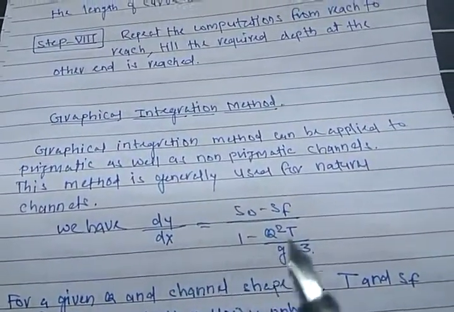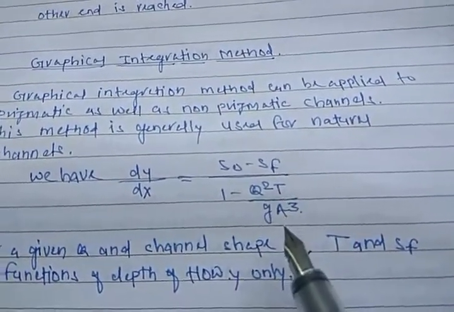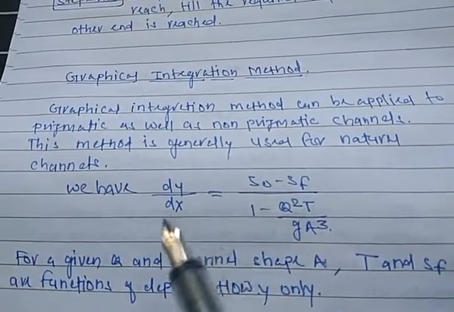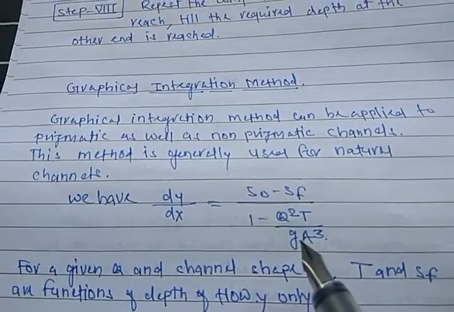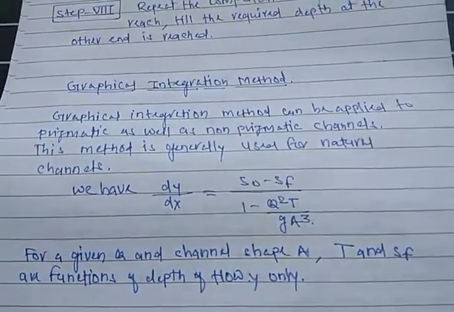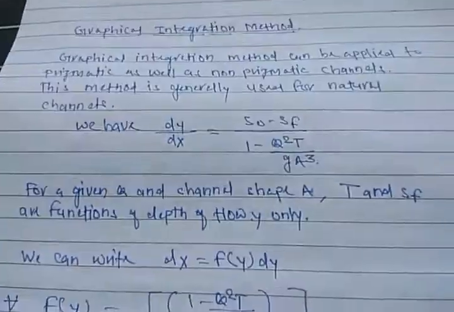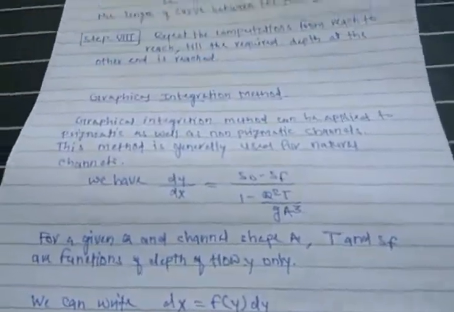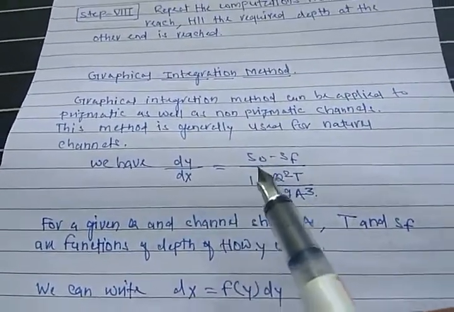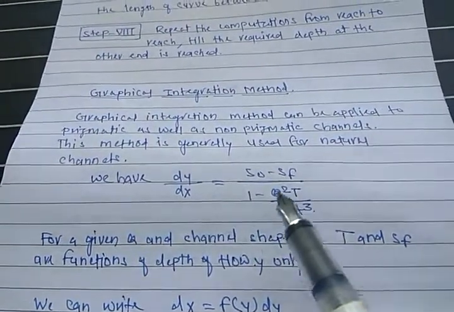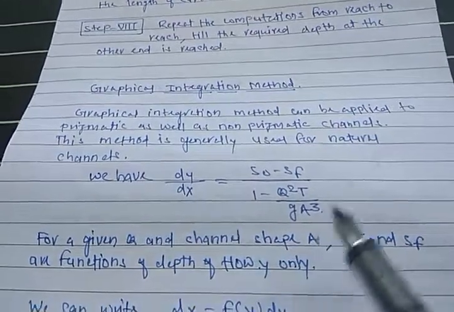dy/dx is equal to (S0 minus Sf) upon (1 minus Q squared T upon g A cubed). This formula we have derived as the dynamic equation of GVF in our classroom as well, and it is available in many texts. So this is a well-known formula: dy/dx is equal to (S0 minus Sf) upon (1 minus Q squared T upon g A cubed).